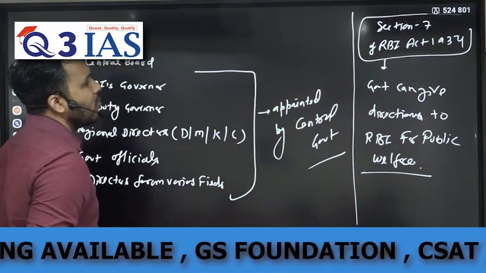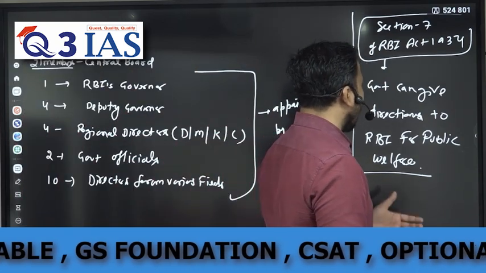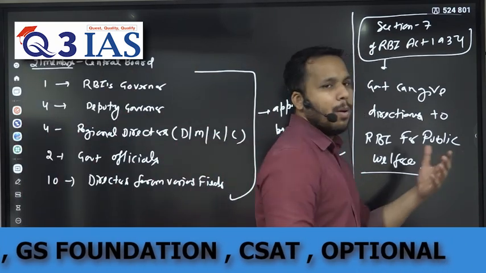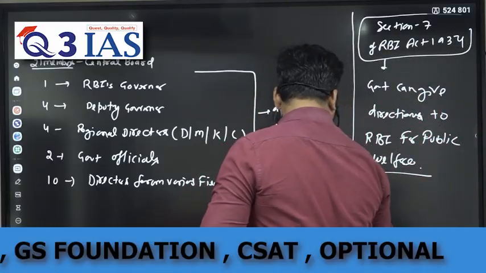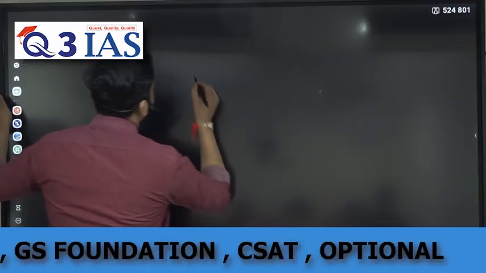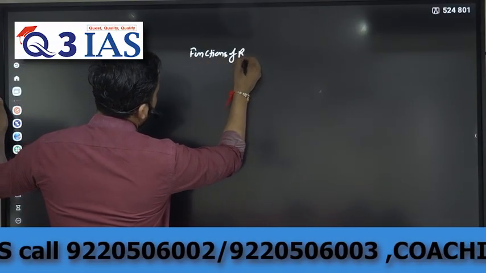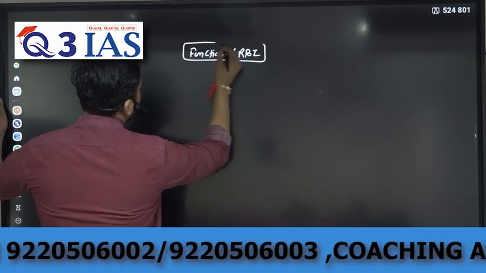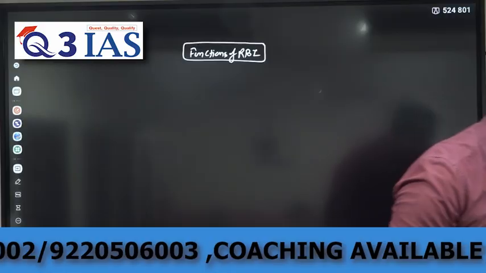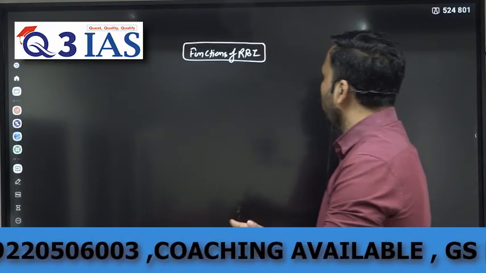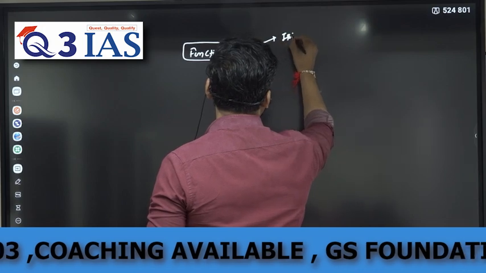So Section 7 of the RBI Act 1934, basically the government can give direction to the RBI for public welfare. Is it clear? Write down. Functions of RBI. First is issuing authorities.